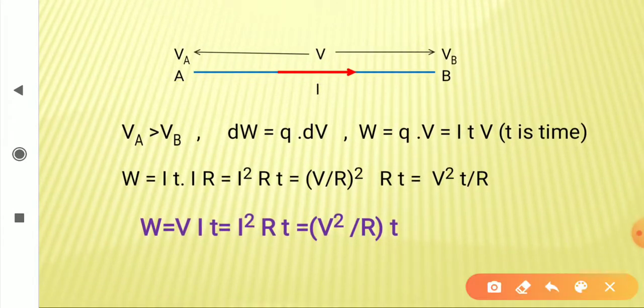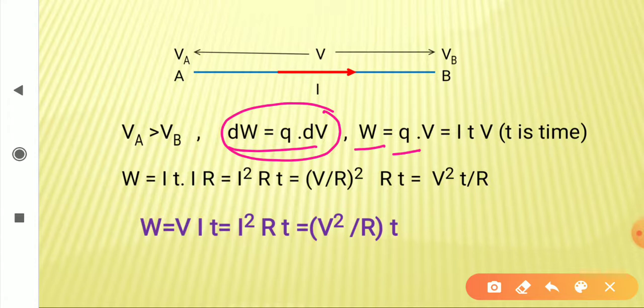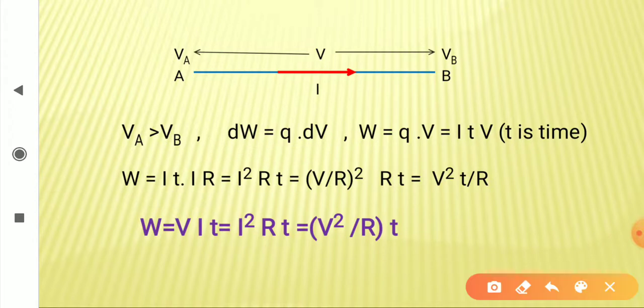So you know that the work done is Q into dV. dW is equal to Q dV. So the work done W is equal to Q times the potential difference V, and Q is equal to current into time. Charge is equal to current into time, and V as it is. And in place of this V, we can write IR using Ohm's law. So W is equal to It into IR. Simplifying it, you get I square Rt.